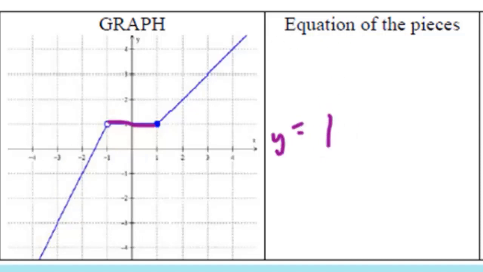How about this first part, though? Let's do a different color. Let's do yellow. Can I find the equation of this line here in yellow? Sure, I can find the slope. What's it doing every time? It's going up 2 over 1. So I know this is 2x.